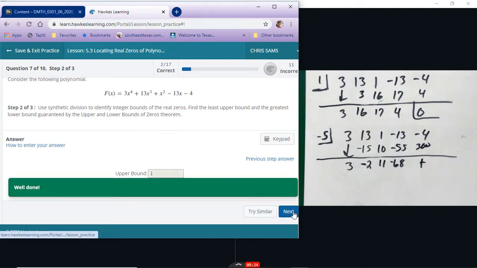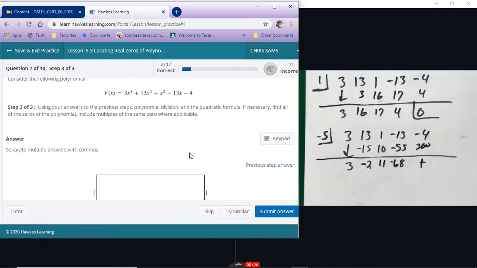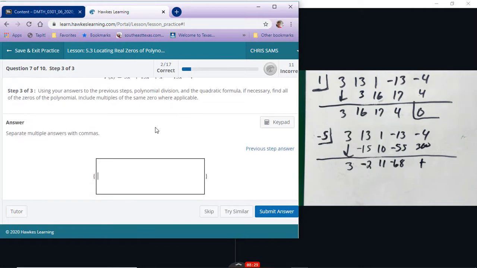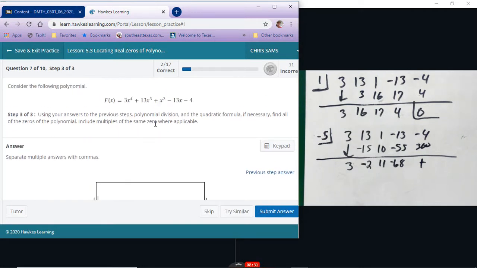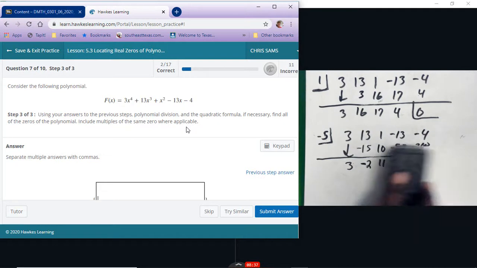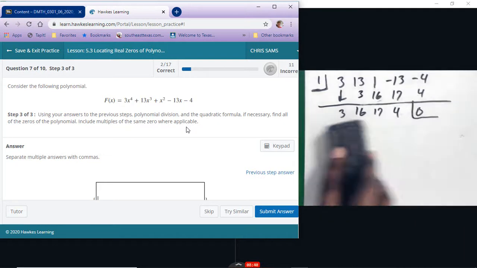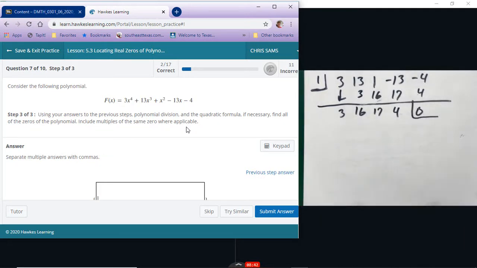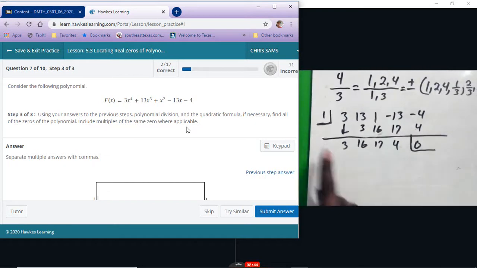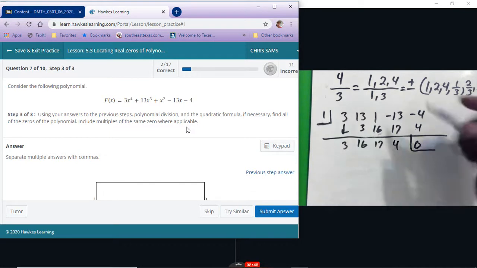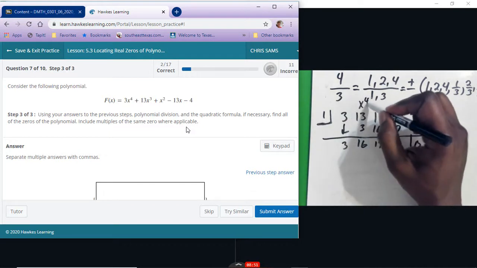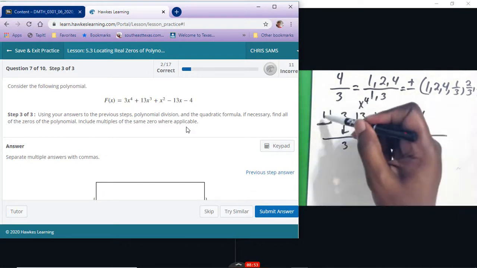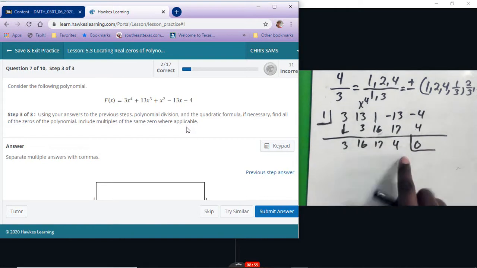Alright. And then the last stage, we are going to find the actual zeros. Okay. So we have found one of them. It was 1. We plugged in 1, we got a 0. So this is going to take my original function from a 4th degree, because we started out with x to the 4th power. Dividing out one of them gives us a 3rd degree.